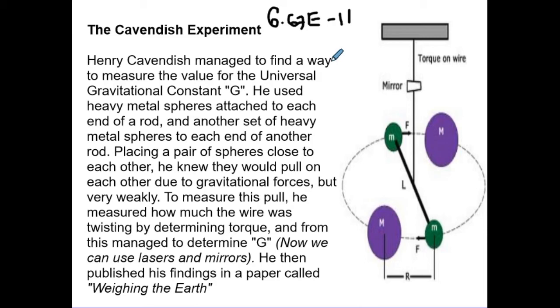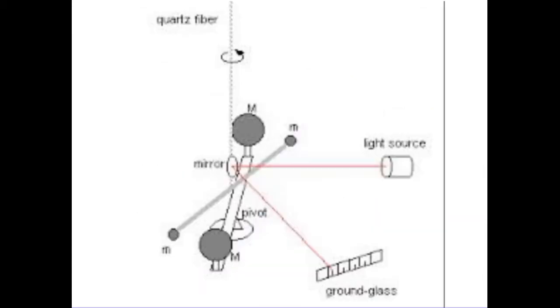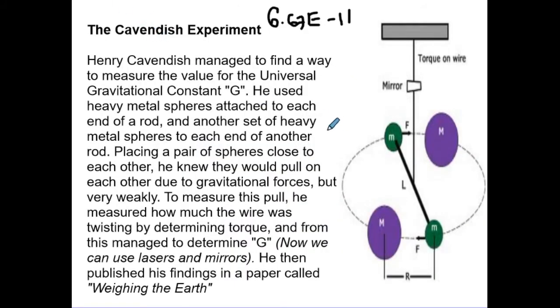This didn't happen until much later, when Henry Cavendish figured out a way to discover the universal gravitational constant G. He set up a really intricate experiment. I've got a few different slides that are really just pictures of the exact same thing, so I can explain it over this picture, as well as this picture, as well as this picture. They all involve the same thing.